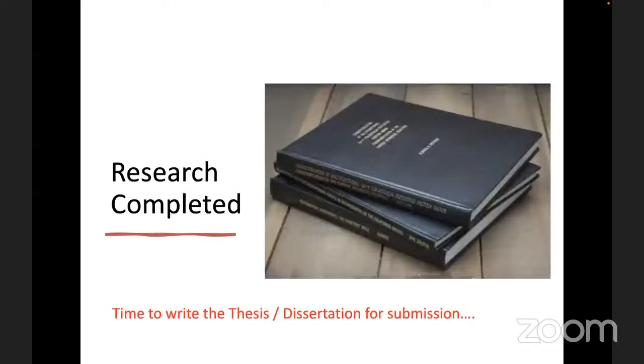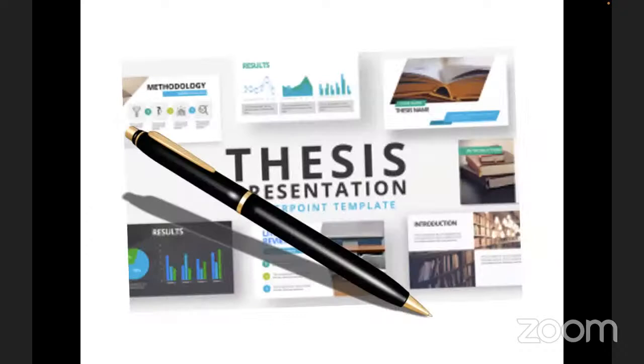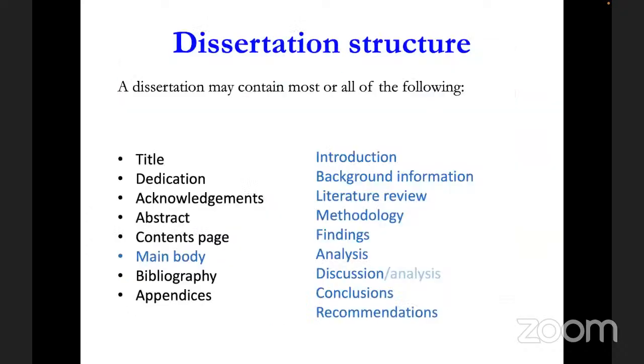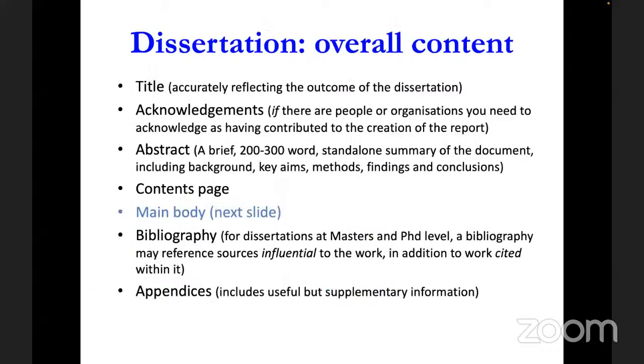Now, once the research has been completed, it's time to write the thesis or dissertation. For the dissertation, these are the broad topics that need to be followed: the title, the dedication, the acknowledgement, the abstract, which may come a little later also, and the content page, which requires the details of the main method section, the bibliography, and the appendices.